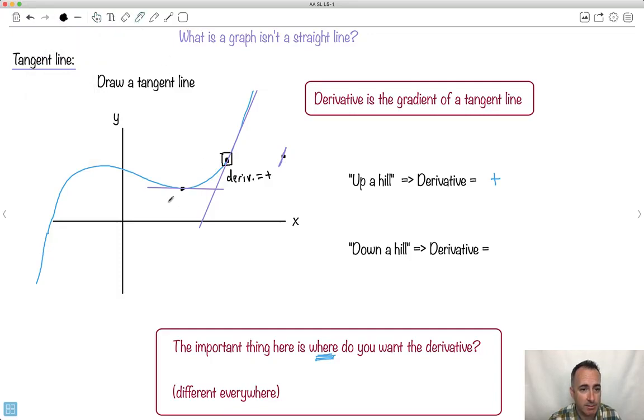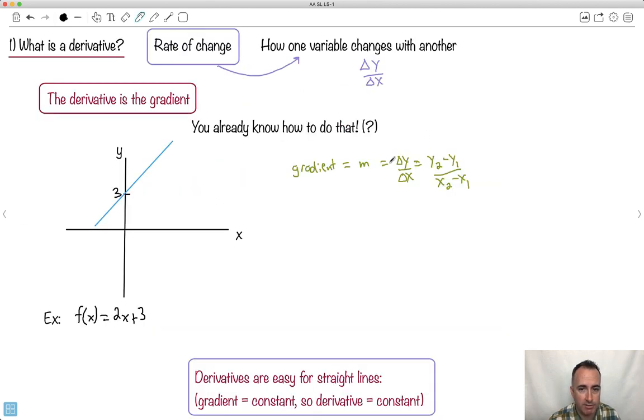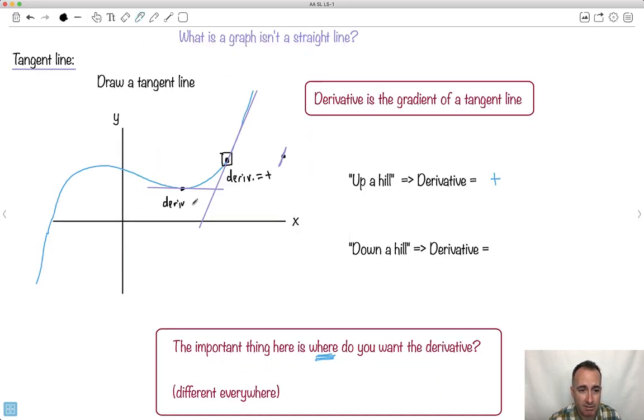Well, if it's flat, that means the derivative, let's see, the gradient would be how much do I go up for how much I go over. That's how we define it, right? We define it by a gradient here. But if I'm not going up at all, well, then my derivative equals 0. So that's hopefully making sense.